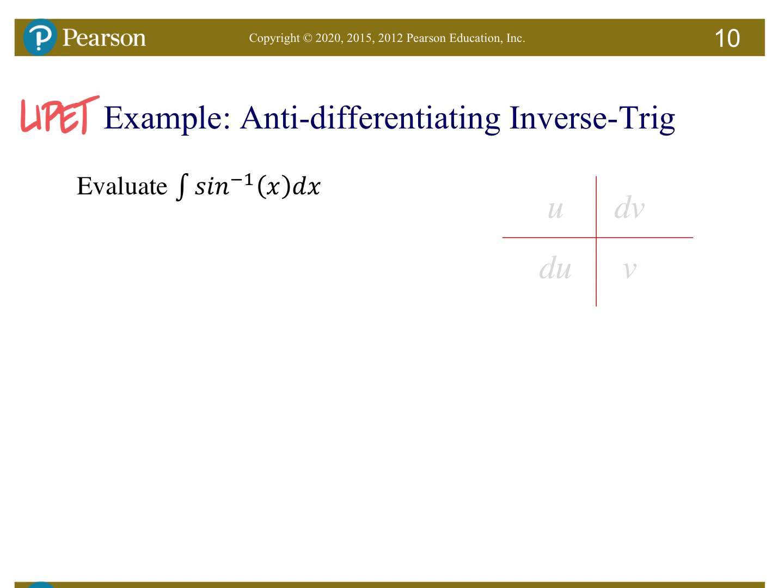L-I-P-E-T. Okay, Edson, how about giving it a try? What do you want to pick? According to the LIPET test, what would be your u? Sine inverse of x. Yep. All right, sine inverse of x. And if I literally cross all that out, the only thing other than that left is dx. That's all that's left. All right, so I've got to do my derivative.